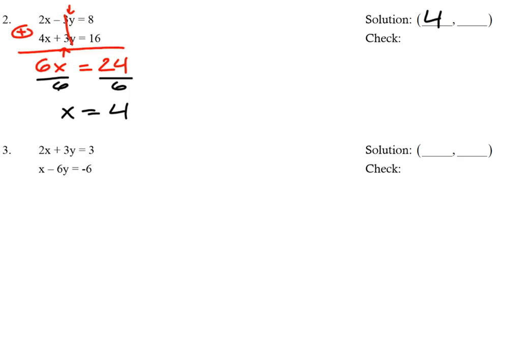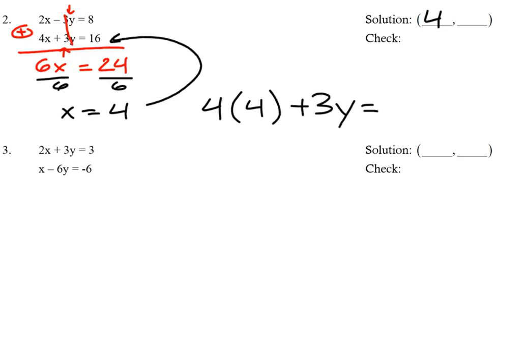Now this part is a little bit harder. I need to figure out what y is. So I'm going to go back to whichever equation looks easiest. And I think that is the second equation. So 4 times the 4 I found for x plus 3y equals 16. Or 16 plus 3y equals 16. Now there's only one thing I can add to 16 and stay at 16, and that's 0. So 3y must be 0, and y must be 0.